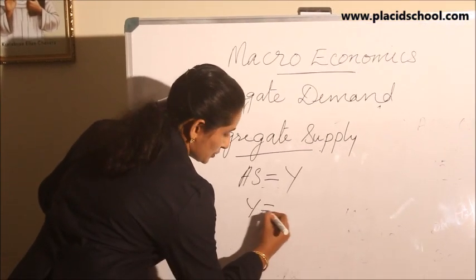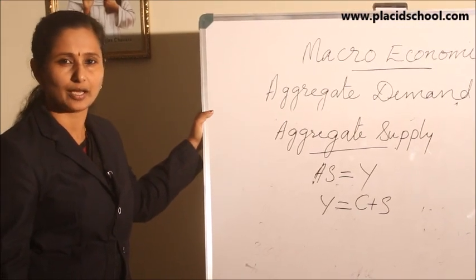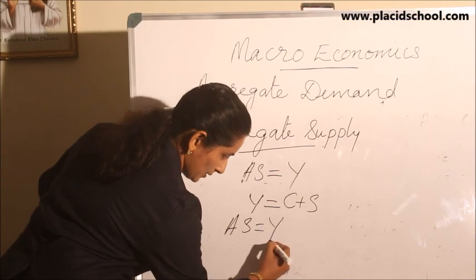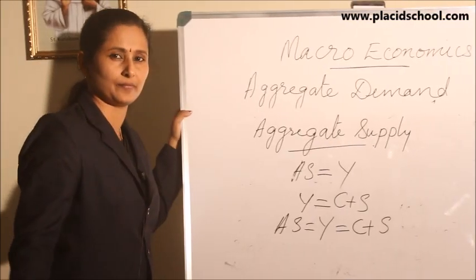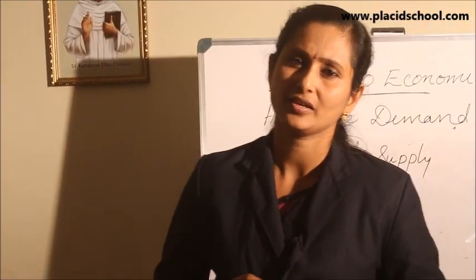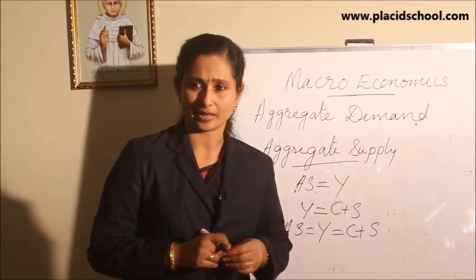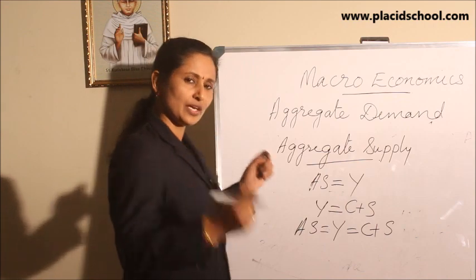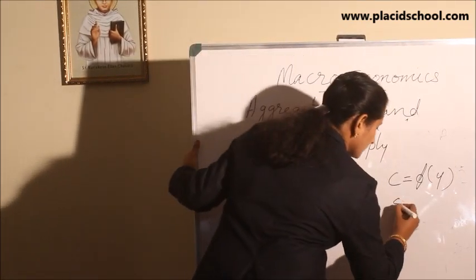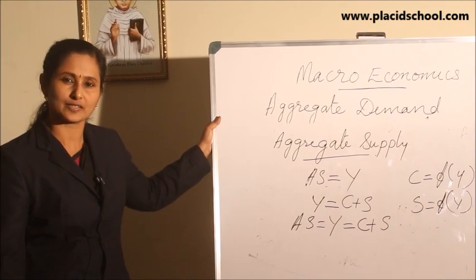So, Y is equal to C plus S, or aggregate supply has only 2 components, consumption expenditure and saving expenditure. So aggregate supply is equal to income, that is equal to consumption plus saving. Consumption, you have already studied, has a positive relation with income. As income increases, consumption also increases. Saving is also a function of income. That means when income increases, saving also increases. So we can write like this: consumption is equal to a function of income. Likewise, saving is also a function of income. Aggregate supply has only 2 components, consumption expenditure and saving.